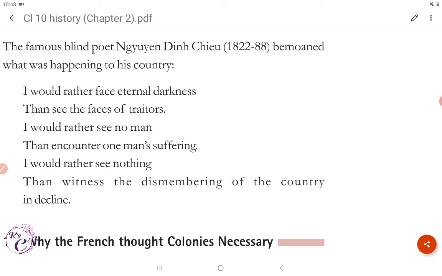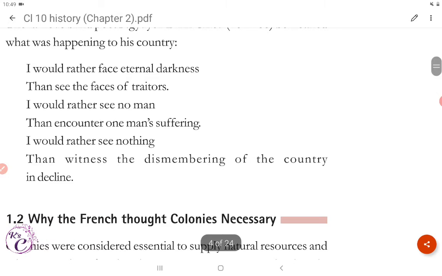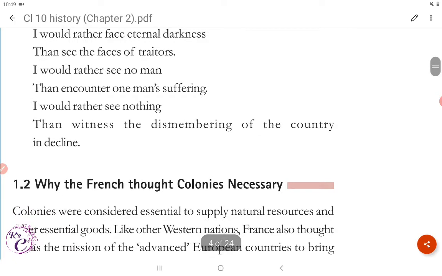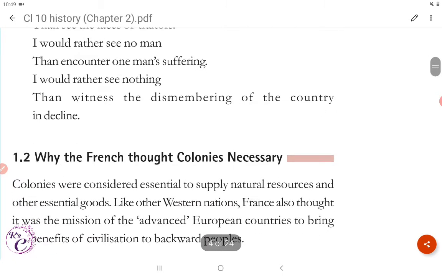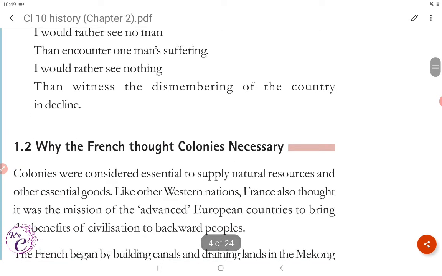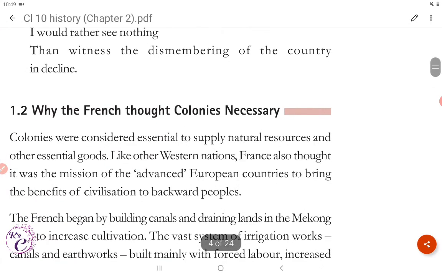I would rather face eternal darkness than see the faces of traitors. I would rather see no man than encounter one man's sufferings. I would rather see nothing than to witness the dismembering of the country in decline.